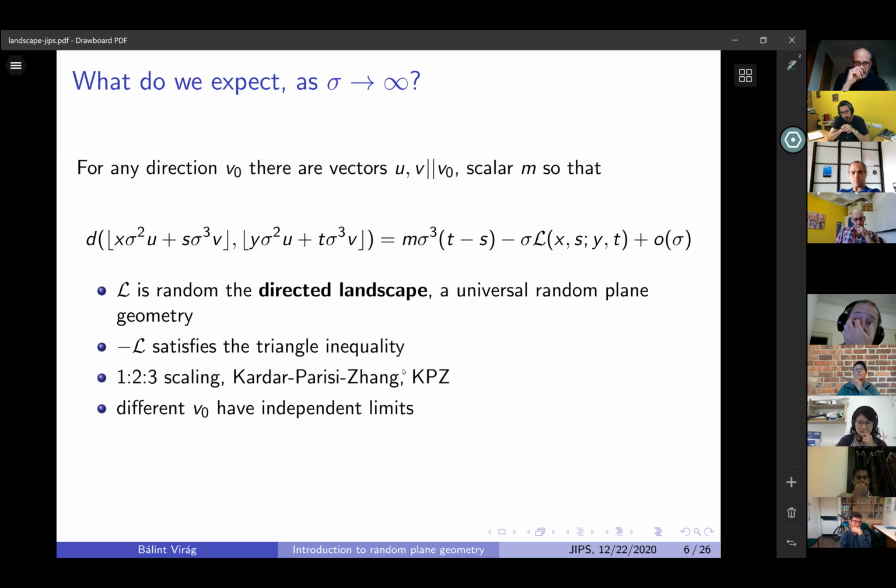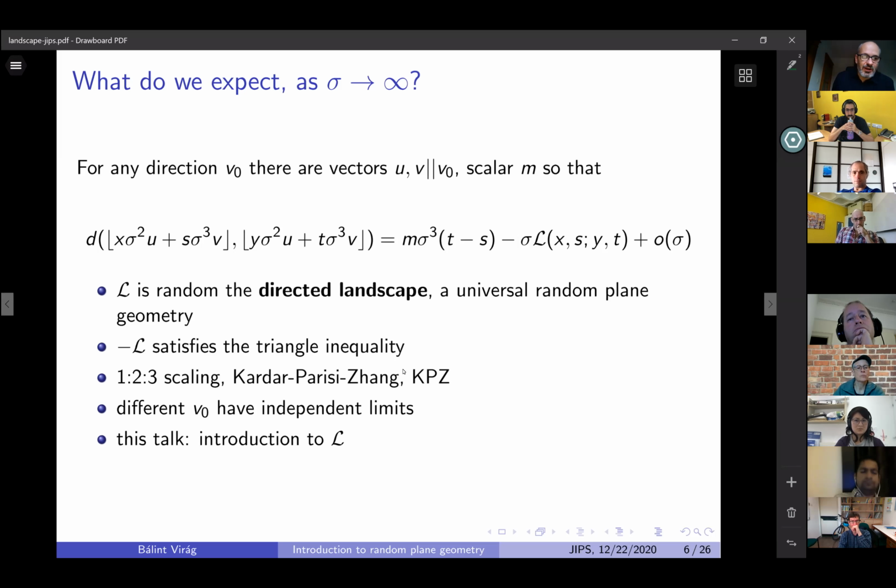One nice thing about this L, which just follows from this asymptotics, by the way, is that it has to satisfy the triangle inequality. If you try to write this asymptotics, the little o term of course cancels, and the other term also cancels, this mean term cancels. So automatically you will see that this L satisfies the triangle inequality, and so you think about it as a random metric on the plane where (x, s) and (y, t) are the coordinates of the 2 points. So that's what the directed landscape is, and this talk is about how this thing works.